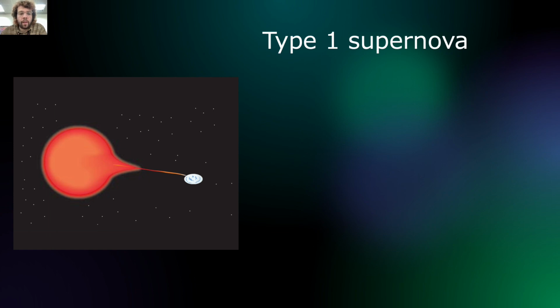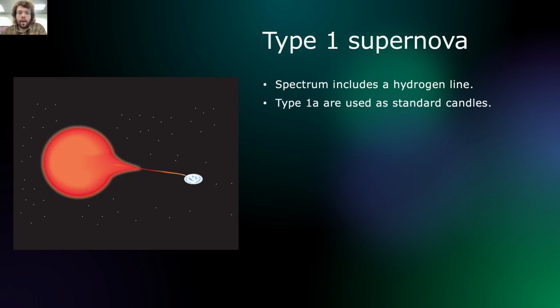So first, let's talk about our type 1 supernova. So the difference between a type 1 and type 2 specifically is that the type 1 supernova absorption spectrum includes a hydrogen line, in addition to other lines as well. And type 1a supernovae are the ones we're going to focus on in this class. 1a, 1b, and 1c are all differentiated by other elements in their absorption spectra. But we're going to focus on type 1a because they're often used as standard candles.